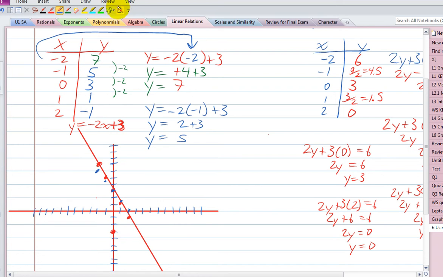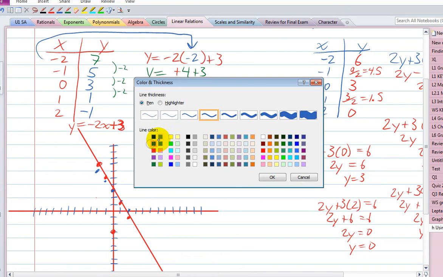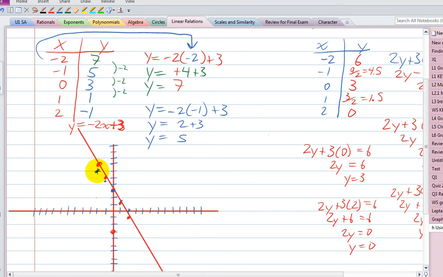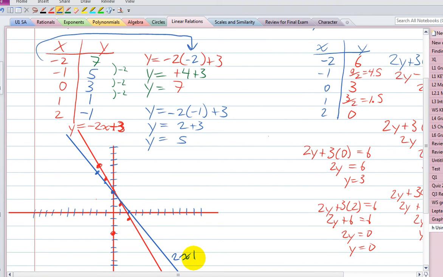So using this one here, we'll use this line and we'll go to a different color, blue, orange. Good. And so then you can say what? 2x plus 3y? 2y plus 3x equals 6. Okay, so there you have your two lines.